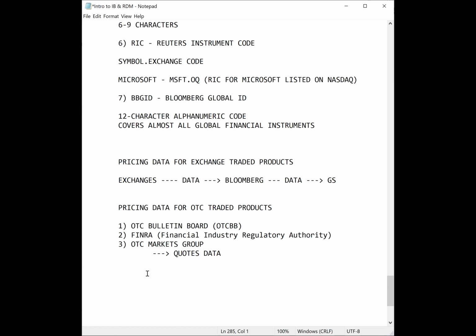Okay, sir. But the original source there was exchanges, but here the original source is these.